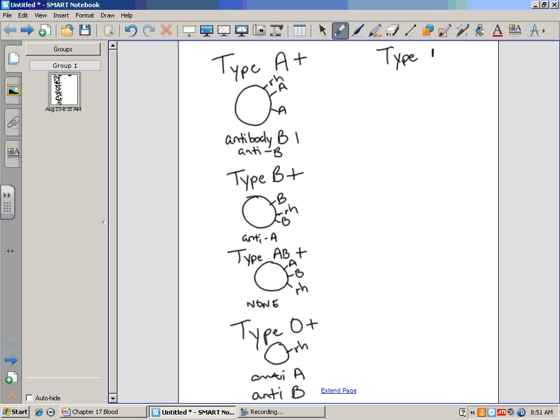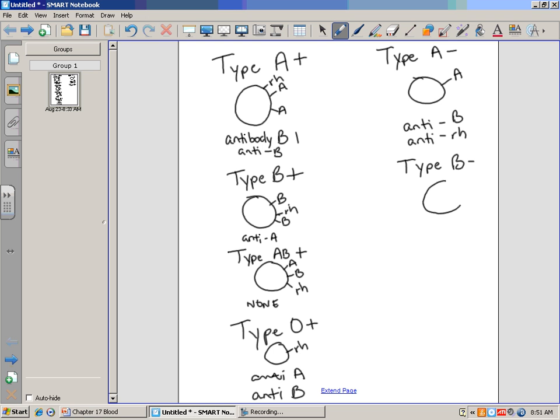If we are type A negative, can you tell me what's going to be on the surface? That's it, right? He's negative. Can't have Rh. So what antibodies is type A negative going to have? He's got anti-B because there are no B's on his surface, and he's got anti-Rh because there's no Rh on his surface. Just to make our little chart complete for those of you that are drawing it.